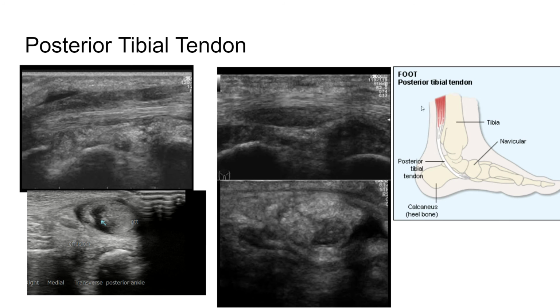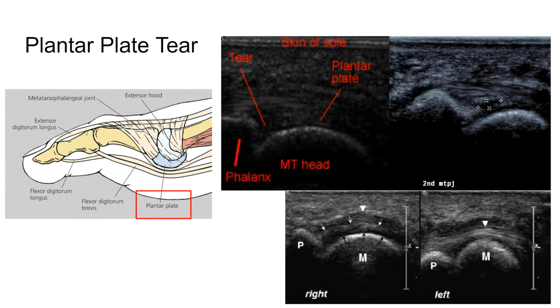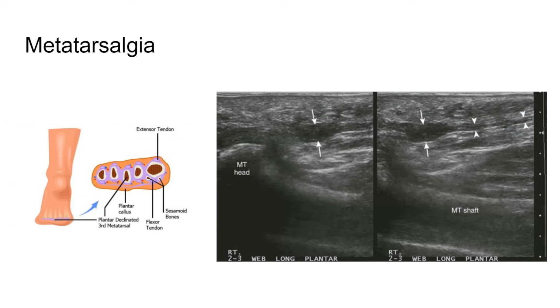Posterior tibial tendon, once again, showing the posterior tibial tendon, and then the thickening and the effusions around the area or inside the tendon. Some pictures there. And then flat foot or posterior tibial tendon dysfunction, the checklist of different types of treatments for that. Plantar plate, something else that I use it for, kind of showing the anatomy of the plantar plate, how there can be tears or injuries or defects in the plantar plate around that region.